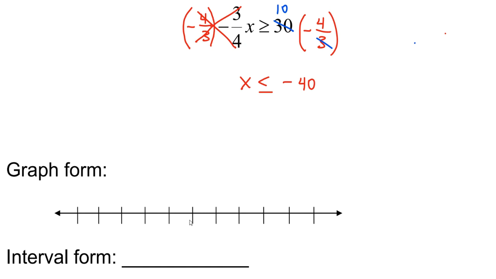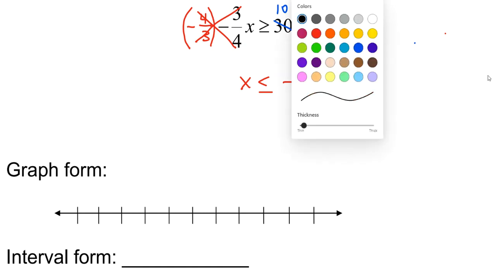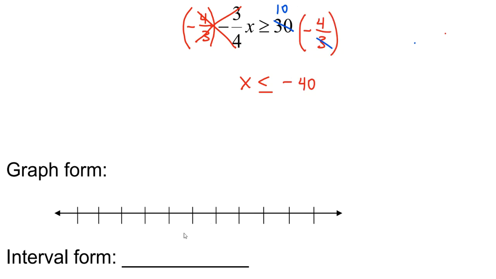So my number line doesn't have the numbers on it because they were so big. So if I'm going to draw my number line, I'm going to just put negative 40 right here and put numbers that are close to negative 40. So we know that this would be negative 39, negative 38. This is negative 41, negative 42. Okay, so you get the idea.